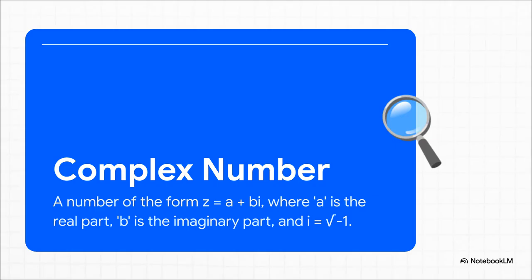So what is a complex number? Well, it's got two parts. You've got the real part, we'll call it a, and that's just a number from the good old number line we all know. But then you've got the imaginary part, b, and that one gets multiplied by this special unit i, which is, get this, the square root of -1.